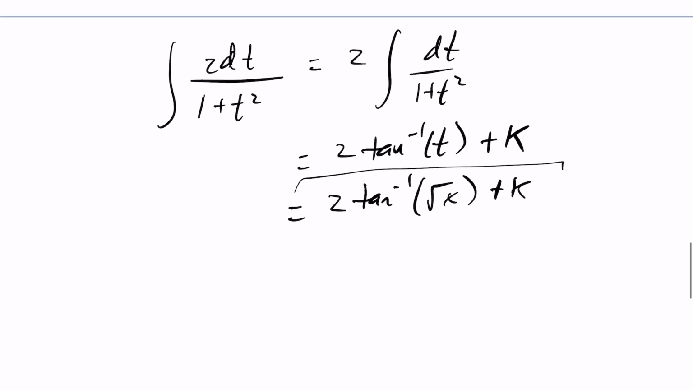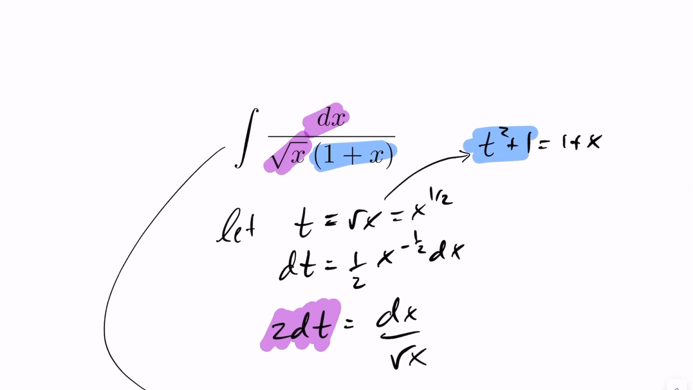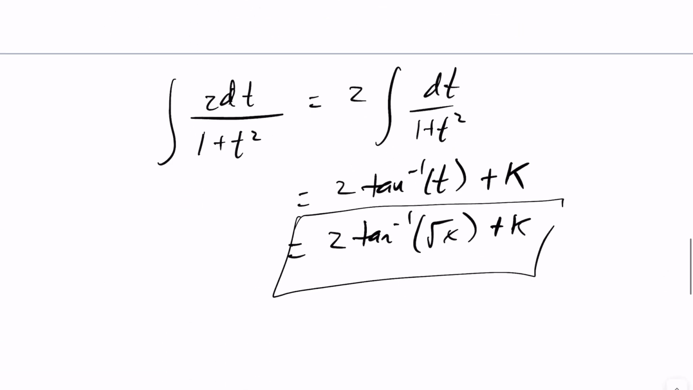And then we have our integral once again. So the integral of dx over root x times 1 plus x ends up being 2 tan inverse of root x plus k. Okay, that's it there. I just want to do a couple quick basic examples of integration.